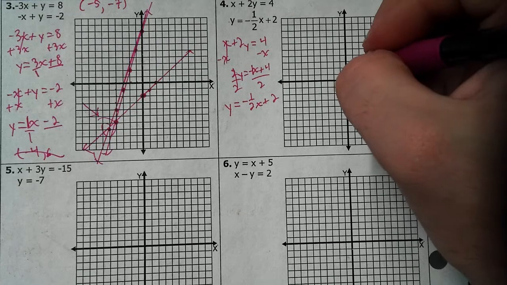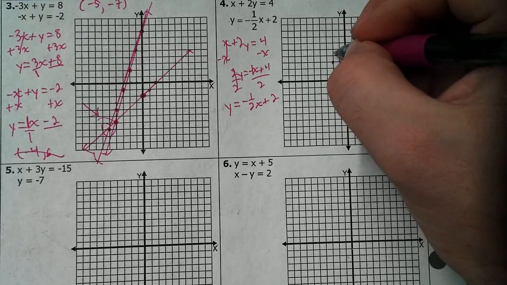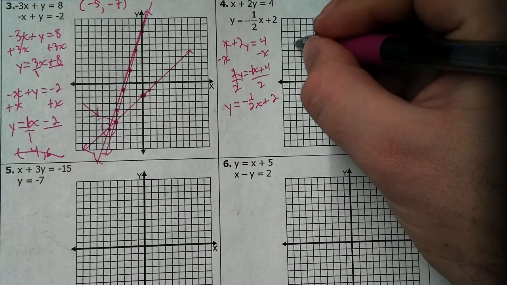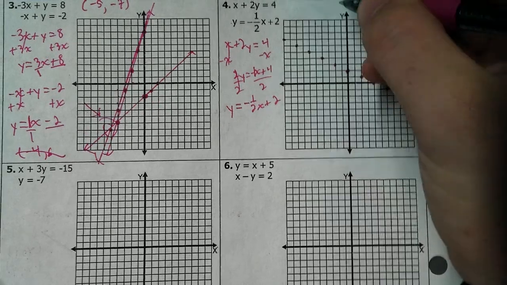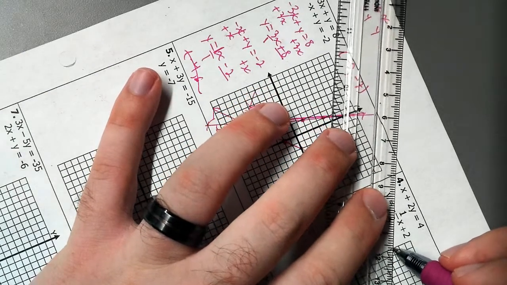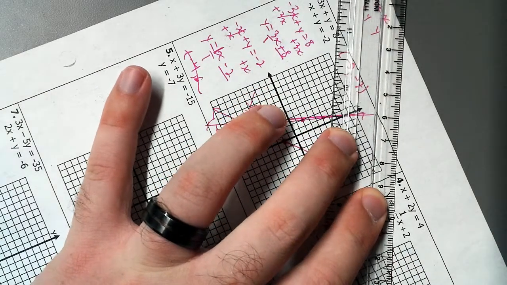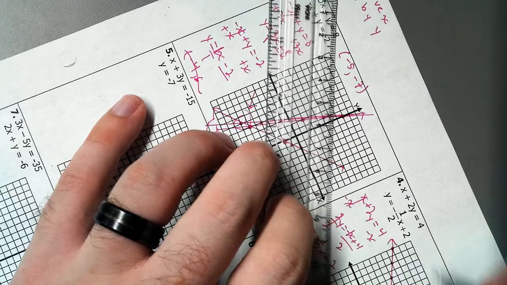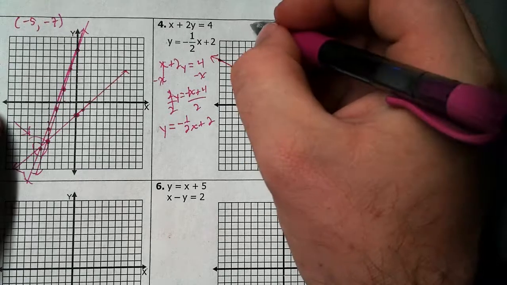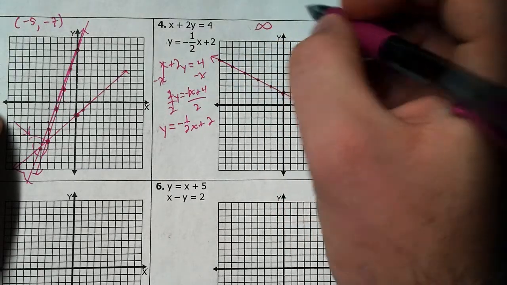Let's continue the other way. And this is going to be an exactly straight line with all solutions, because this is the same line that we're going to graph again. So this one is infinite solutions.